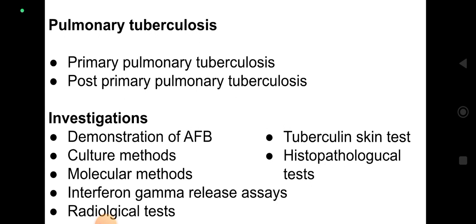Now comes pulmonary tuberculosis. It is divided into two parts: primary pulmonary tuberculosis and post-primary pulmonary tuberculosis, which is the adult type.